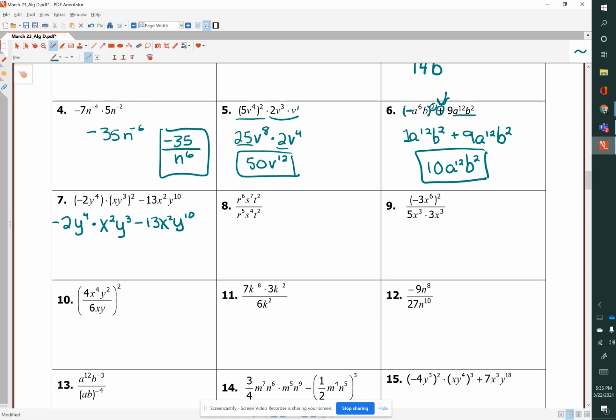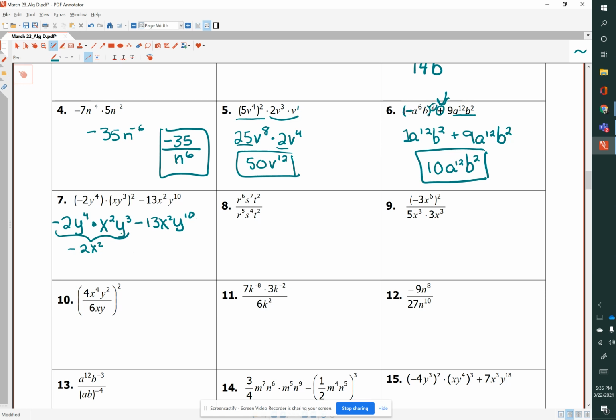Okay, I wanted to go back over that. I didn't take into consideration this multiplication right here. So we've got to work this first. Negative 2 times x squared is going to be negative 2x squared.